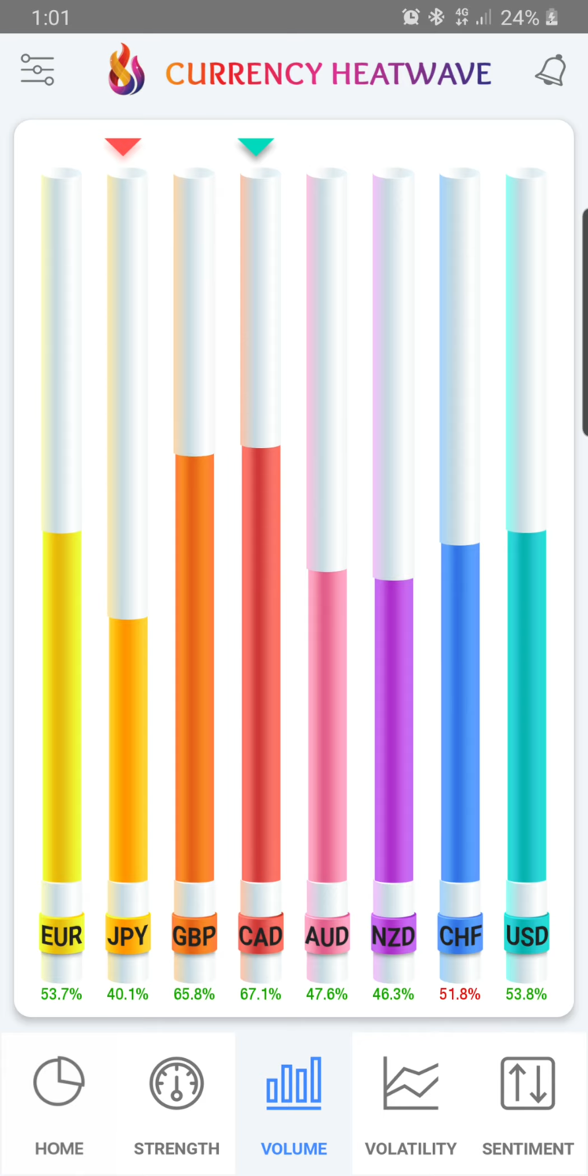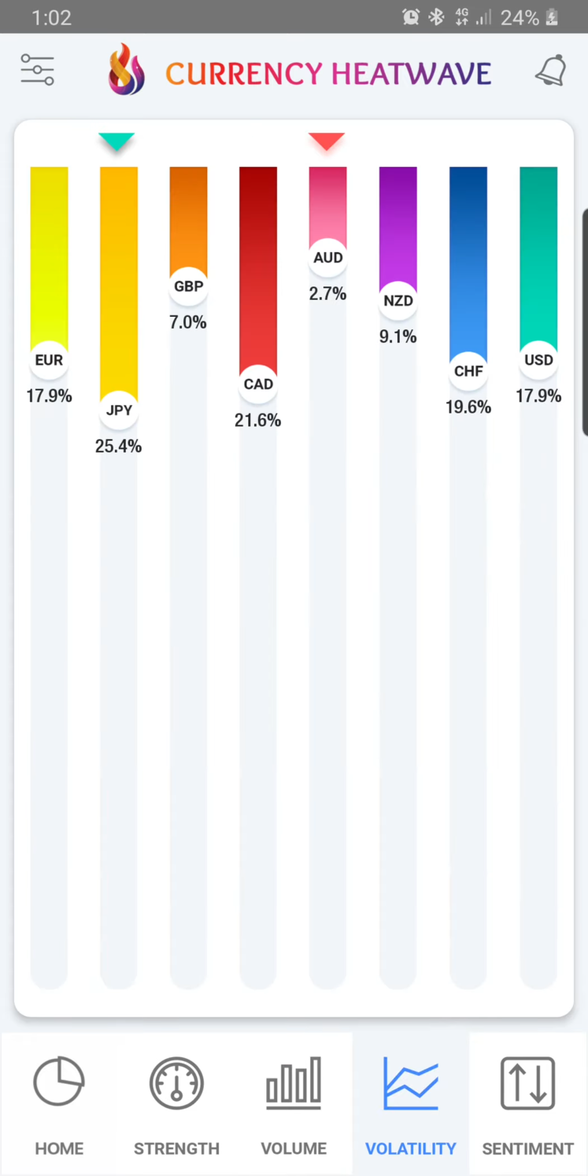You can see volumes. The one with the red arrow on top of it has the lowest volume, and the one with the blue arrow on top of it has the highest volume. You can go to volatility. Volatility tells you the rate, as in the rate of buying and selling activity in the market.